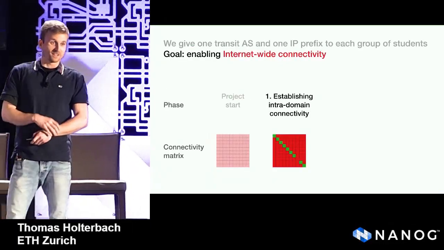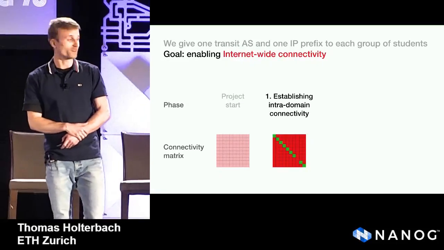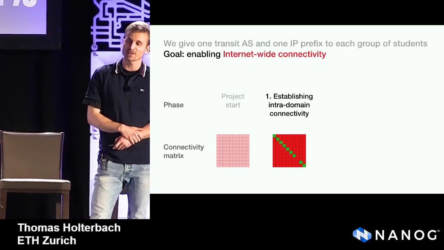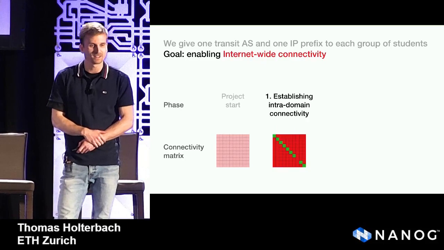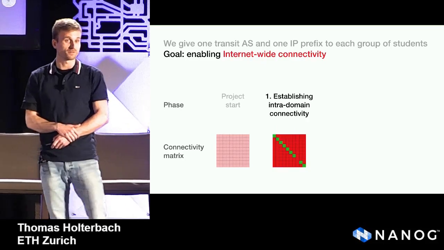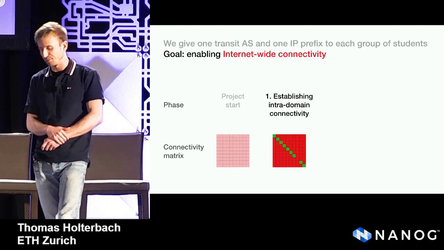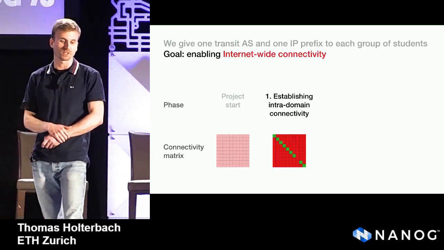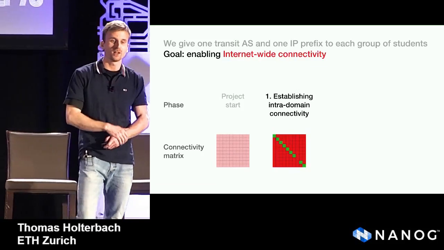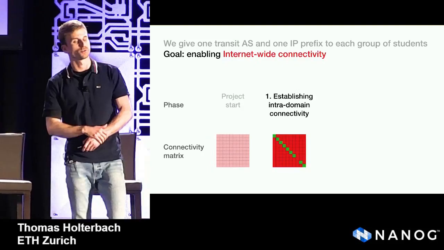Okay, so at the end of this phase, the diagonal of the matrix should now be green. But if one group fails to properly configure intra-domain routing, then the corresponding cell should still be red, in which case we can quickly pinpoint the problem and help this group.